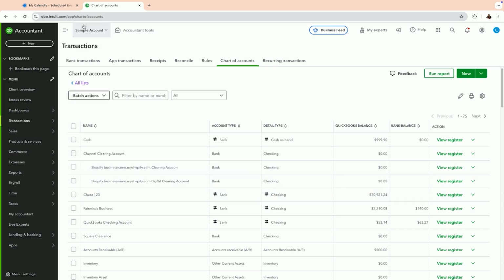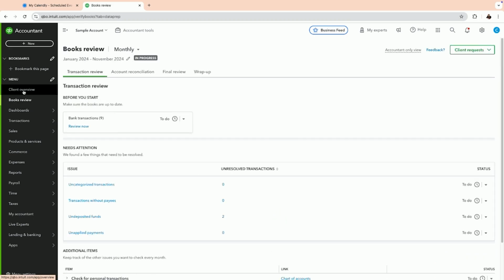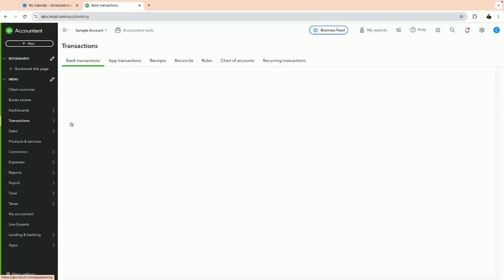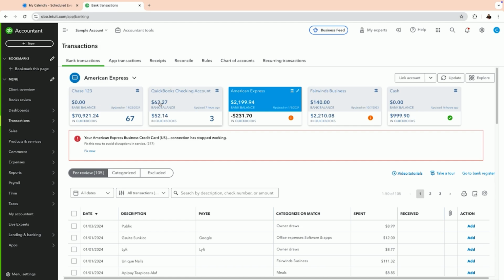Another way to verify if your reconciliation and your bank accounts and your credit card accounts are correct is to go to the bank transactions. So click on transactions, bank transactions, and compare the balance in the bank versus what's in QuickBooks. Keep in mind, this is a sample, so it's all out of whack.